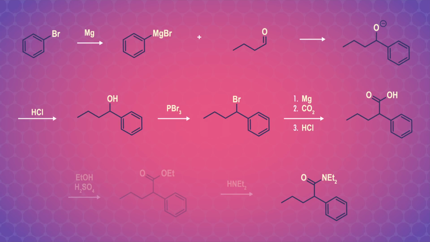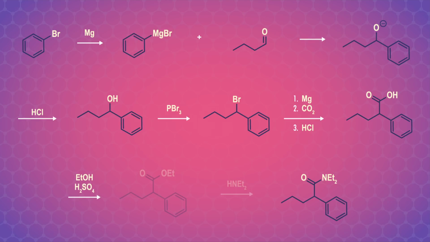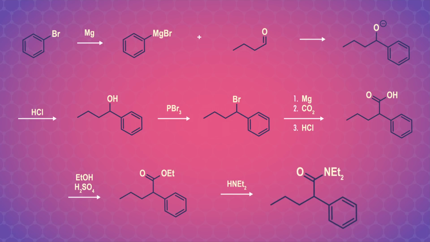Finally, we need to make the carboxylic acid into something more reactive to form the amide. An acid chloride or ester will work. So let's use the Fischer esterification reaction and then react that ester with diethylamine to make our amide. And we've done it. Phew.